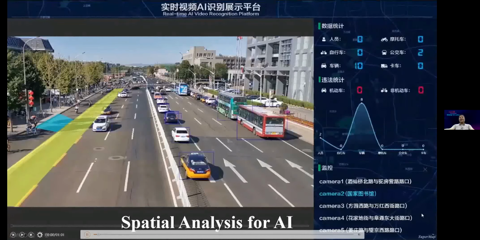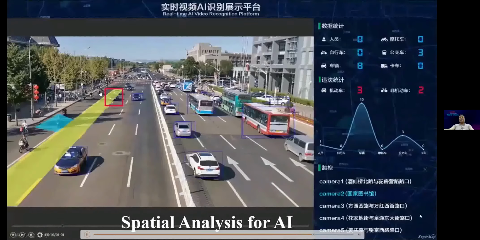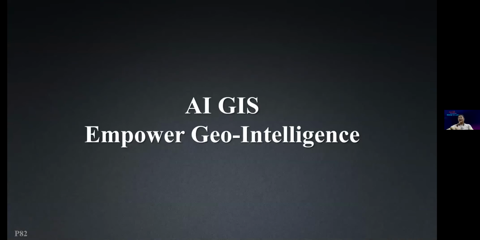Also, we can see the yellow area. This yellow area is the busway. The normal vehicle, normal car cannot use this way. So we can detect whether there is a car occupying this way and show the illegal vehicle number here. All right, as a summary, the AI GIS empowers geointelligence.